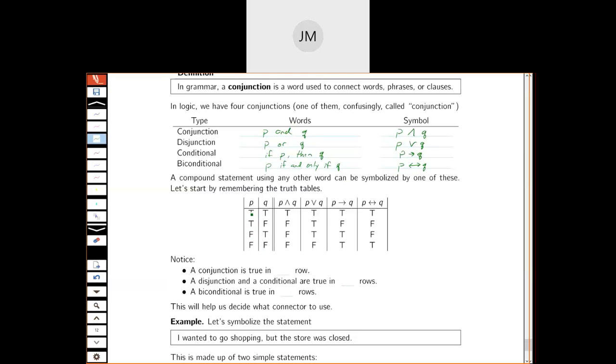If I look at this first row, P is true, Q is true. So the and statement is true. The or statement, when they're both true, is true. The conditional, the if-then statement, is true. And they match, so the biconditional, if and only if, is true.